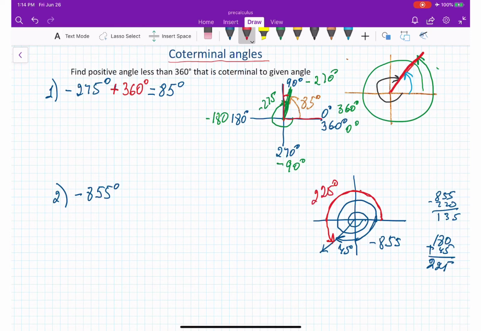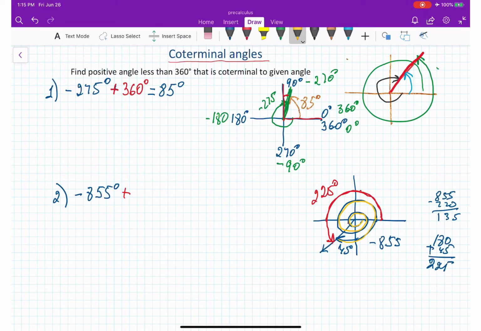So for negative 855, if I add 360, look here what's happening. How many times did I rotate to get this 855? Let me go over. Once, twice, no, 2.5, somewhat. Okay.